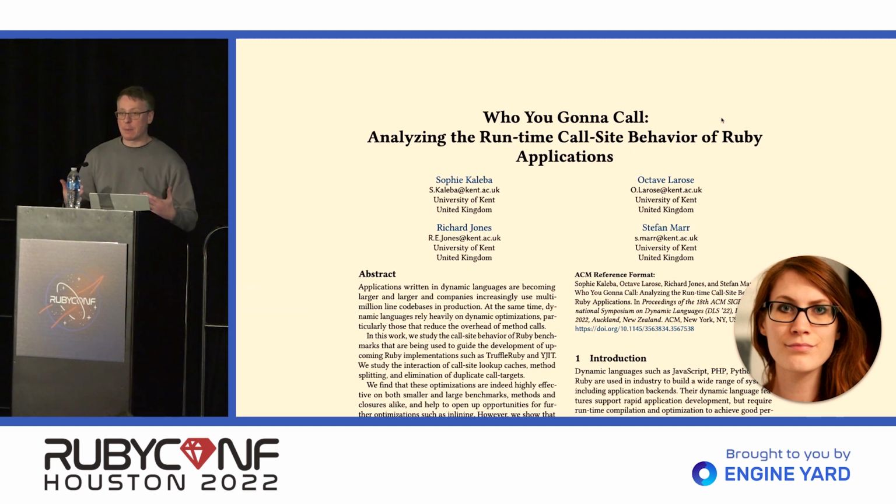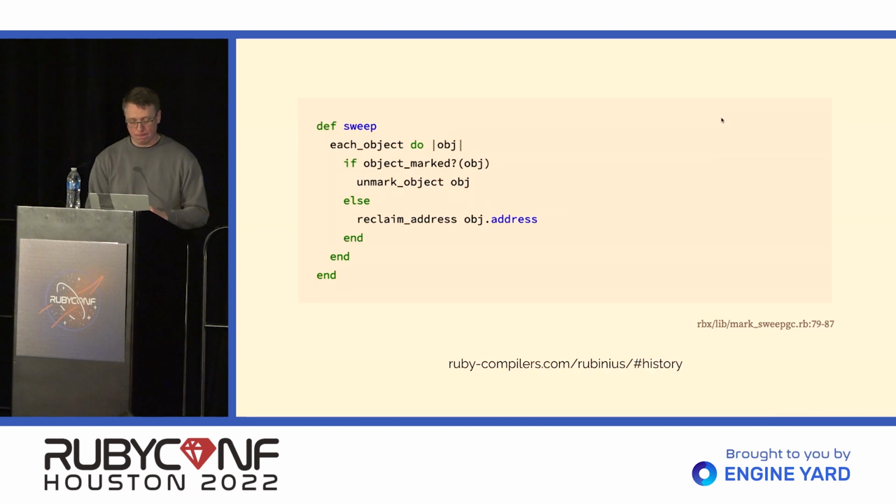People are doing academic research on top of some of these ideas. This is a paper that Sophie Kaliba has just published. What she does is she analyzes what call sites and calls look like in Ruby, and she shows how powerful our optimizations in TruffleRuby are for optimizing Ruby code. And that would apply to the core library as well. So I'll encourage you to go and Google for this paper and have a read of it.